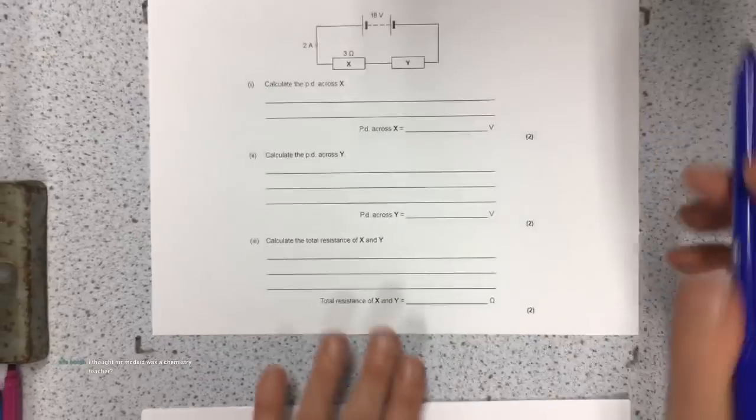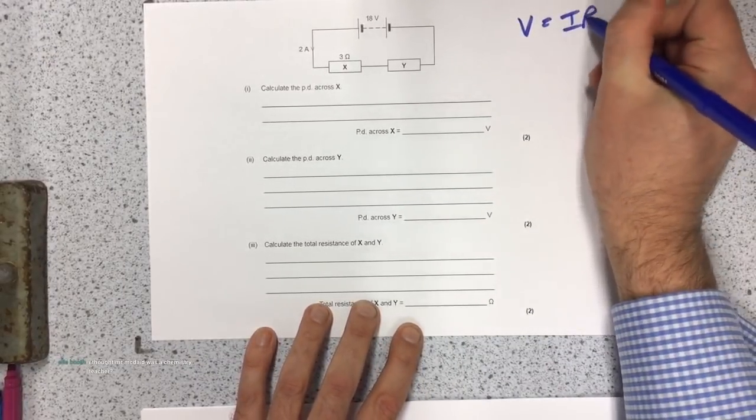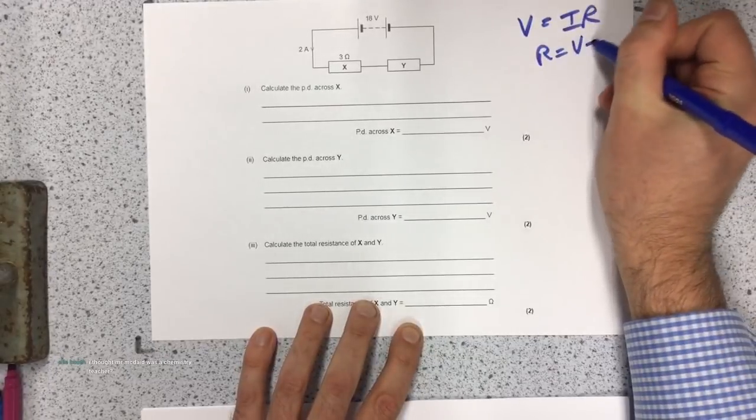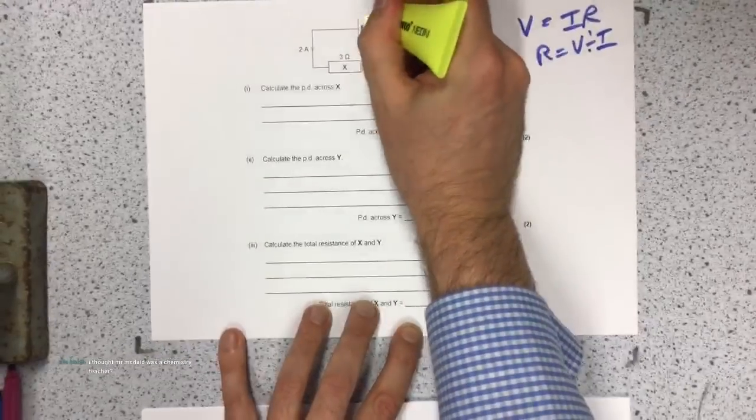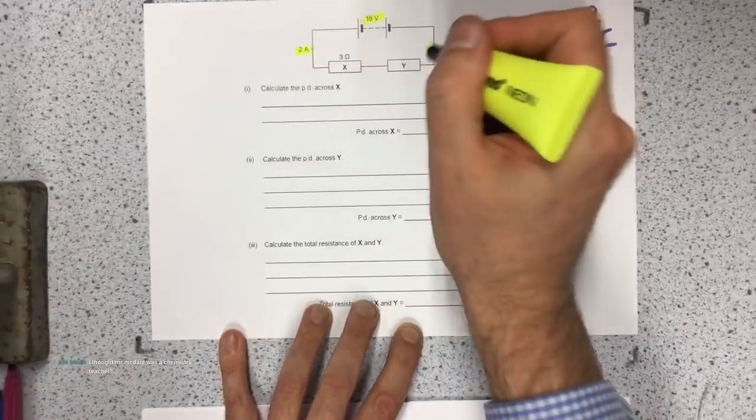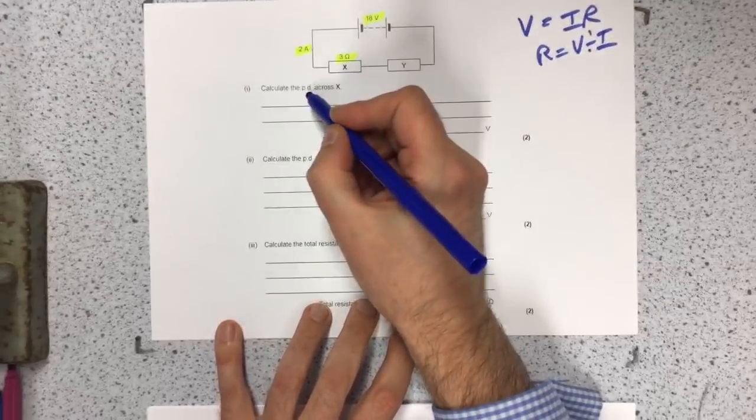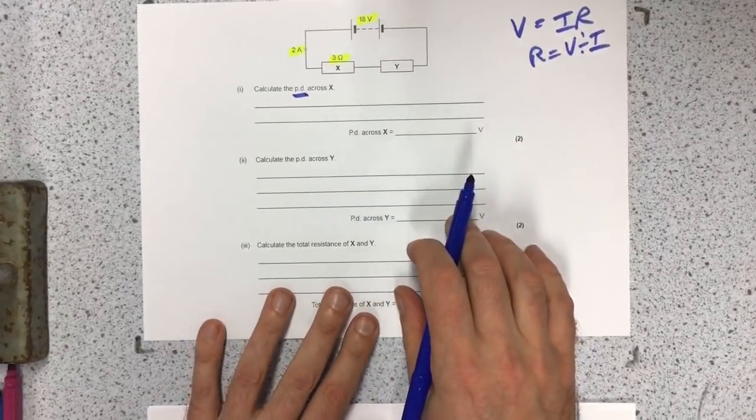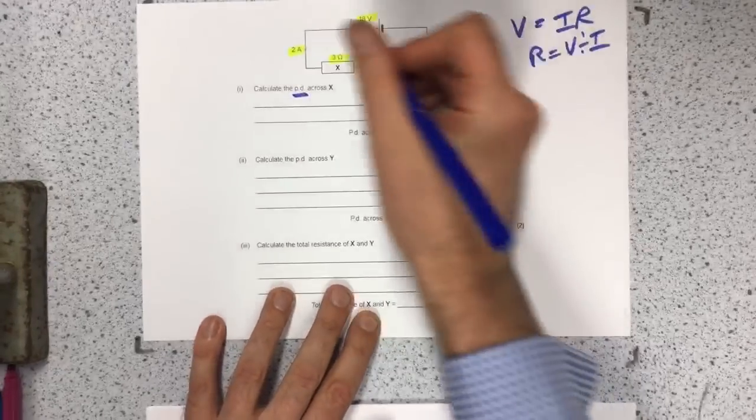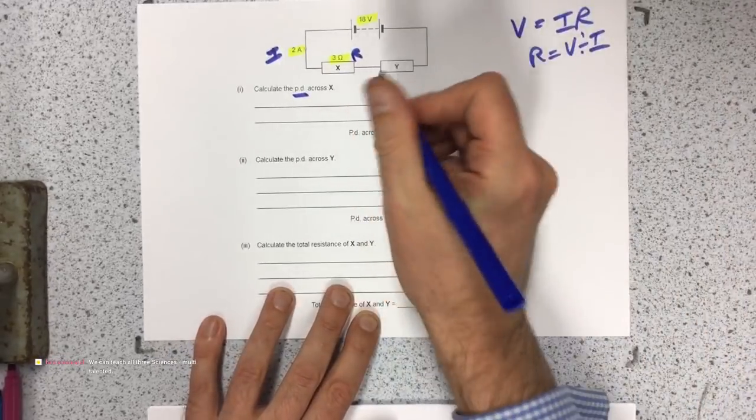Just going to move on to a slightly trickier one, okay? Remember, V equals IR, R equals V divided by I. Same again, we've got our potential difference in volts, our current, and a different resistance here. They're asking for the potential difference across just X this time. So what do we know about X? Well, we know that we know R and we know I, so V equals IR.